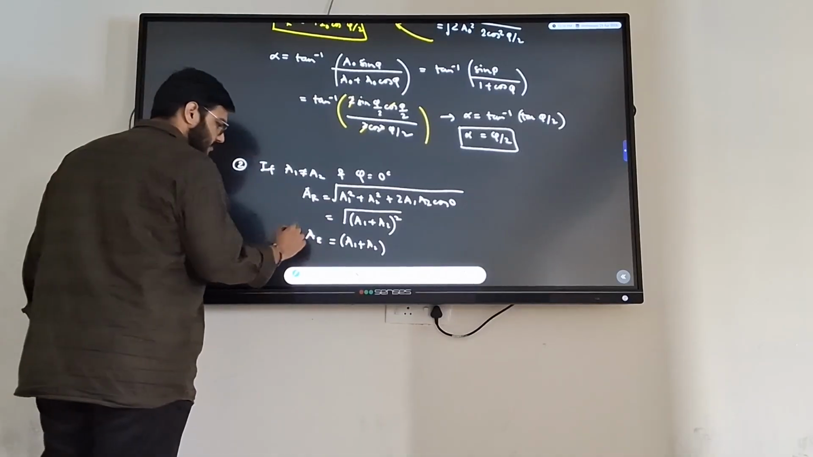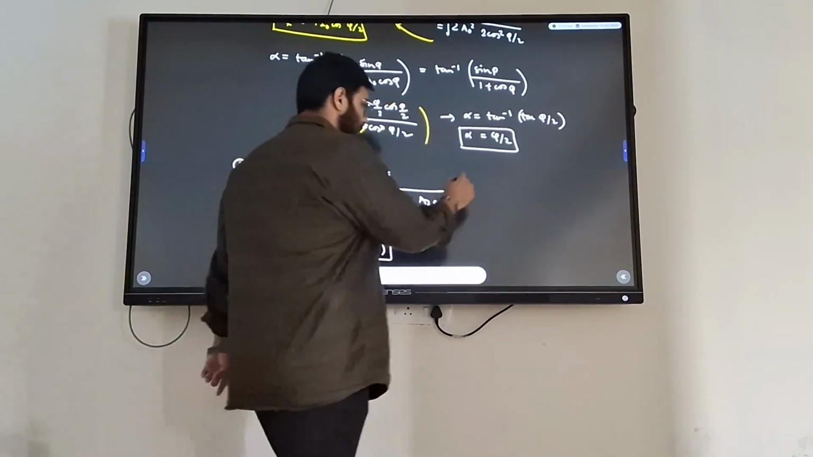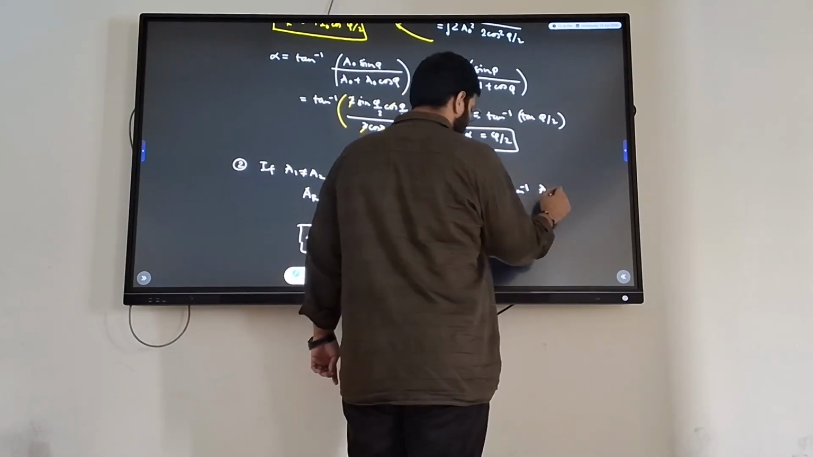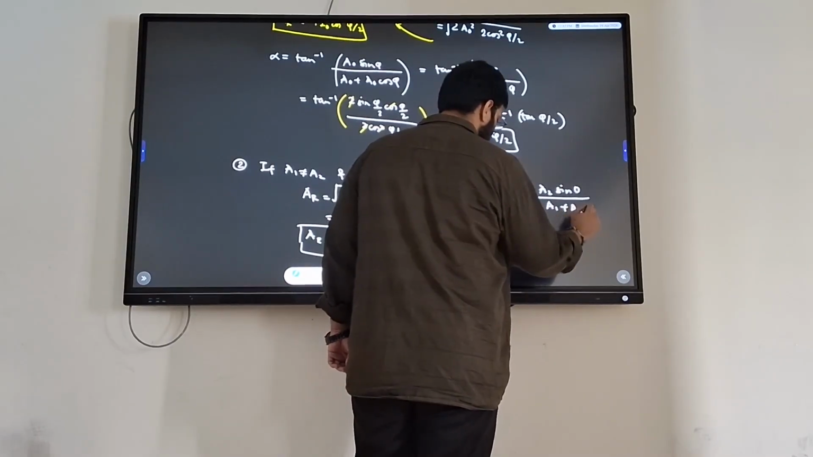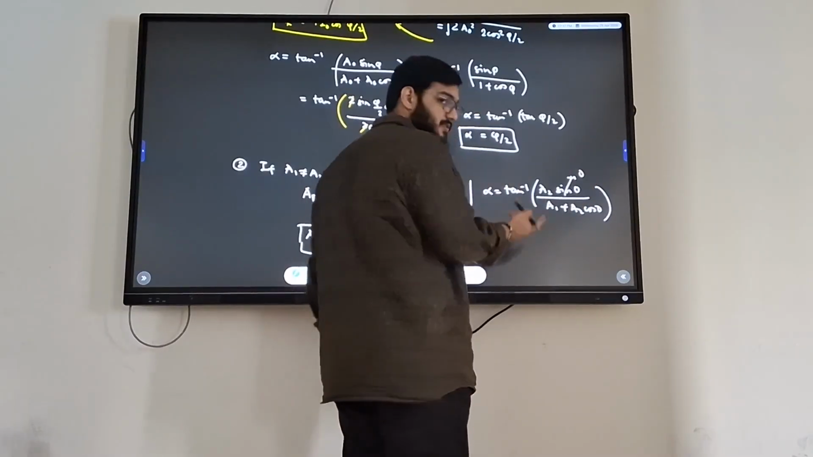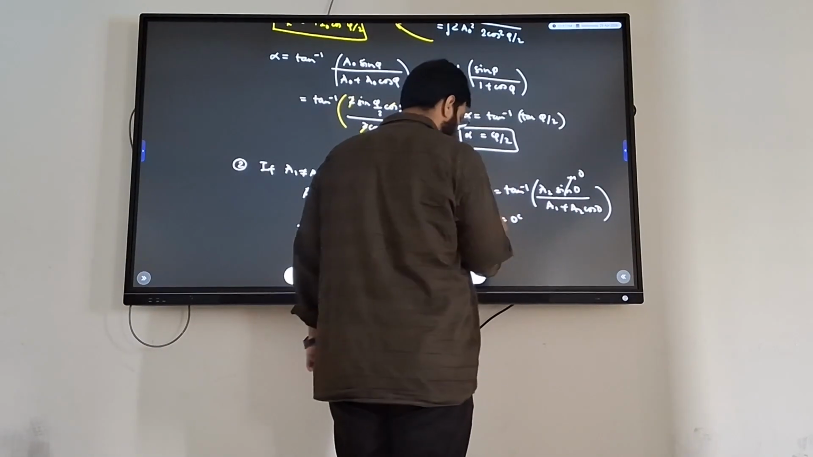Can somebody tell me what should be the alpha here? 0. It should be 0 because alpha equal to tan inverse of A2 sin 0 divided by A1 plus A2 cos 0. But sin 0 is 0, and tan inverse 0 is also 0. So you will get 0 radians.